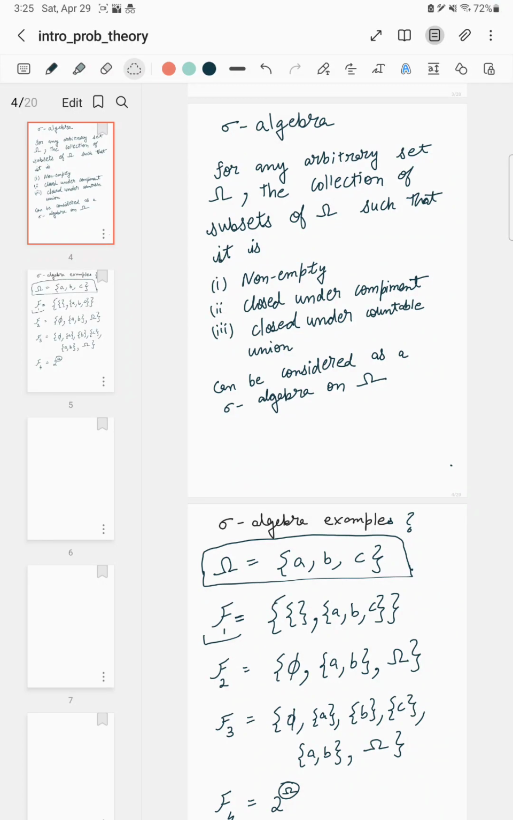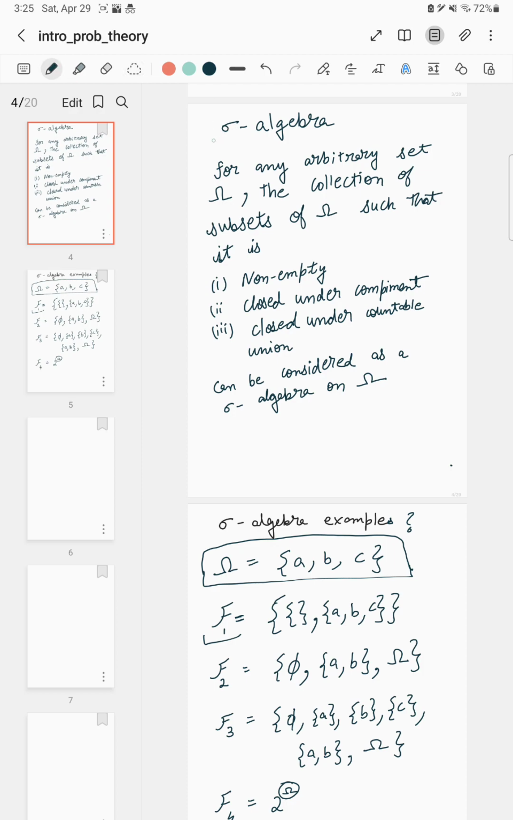Hello everyone. So in the previous two videos we have covered the basics of set theory and how to do the basic operations on set theory. We have covered the subsets and De Morgan's law. Now in this video we are going to discuss sigma algebra.